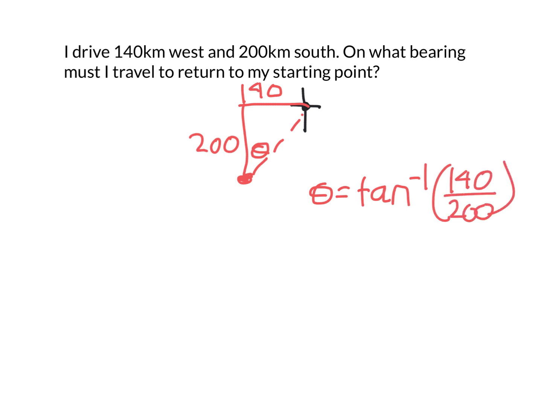So we can put that straight in our calculator, making sure our calculator's in degrees mode. Putting that in the calculator, we get about 35 degrees. So that actually turns out to be the bearing because we're here and we want to go in a northeast direction. So it would just be 35 degrees.